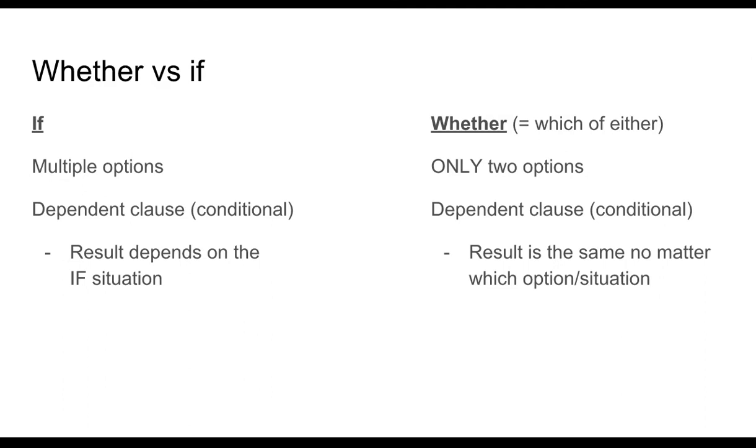When we use whether, the word whether actually comes from "which of either." There are only two options, so if there are more than two, we cannot use the word whether. It is also a dependent clause, and the result is the same no matter which option happens.